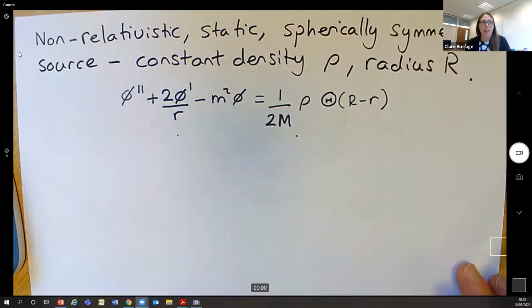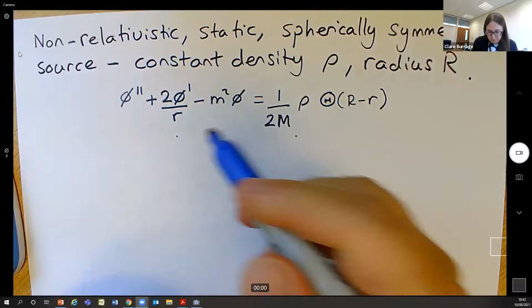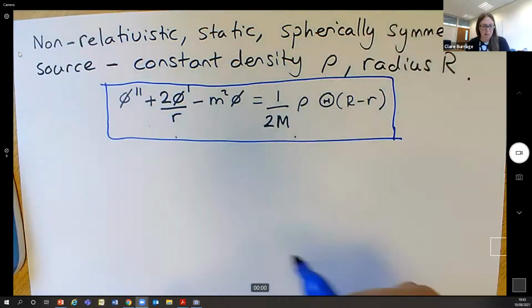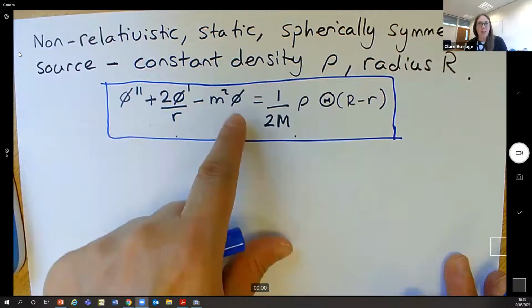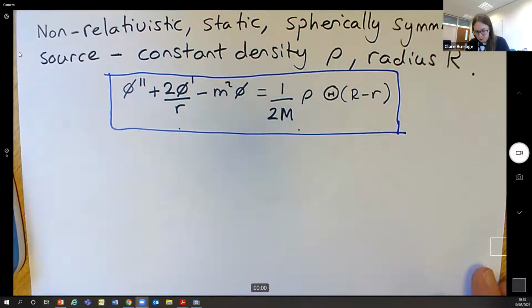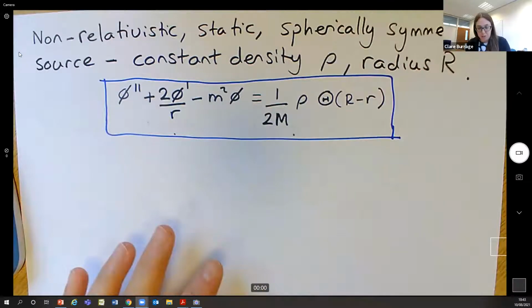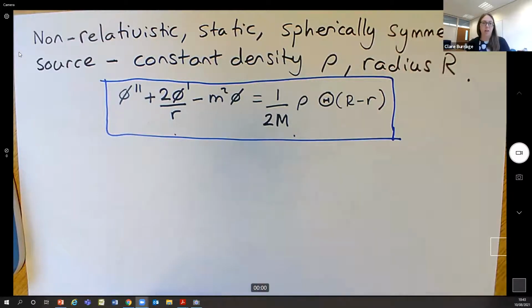And all of that together brings us to this being the equation that we want to solve, okay? So it's spherically symmetric and static, so our Laplacian just becomes phi double prime plus 2 phi prime over r. The mass term for our scalar field is still there. Our coupling is still here. And then we say we've got some constant density rho inside the radius r and just zero density outside. Okay. And now this is an equation of motion that you can solve.